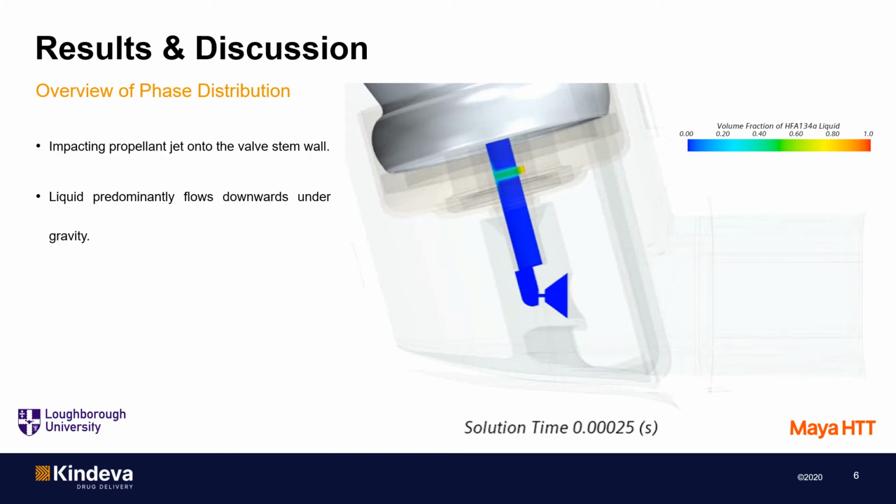Straight after coming in from the metering chamber, a propellant jet is predicted to impact on the valve stem wall opposite the valve orifice. Liquid phase predominantly sticks to the wall and much of the liquid flows downwards under gravity, but some of the liquid has sufficient energy to flow upwards first towards the top of the valve stem, and some of it reaches the wall containing the valve orifice.